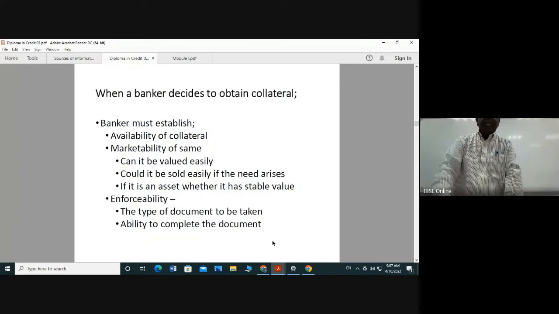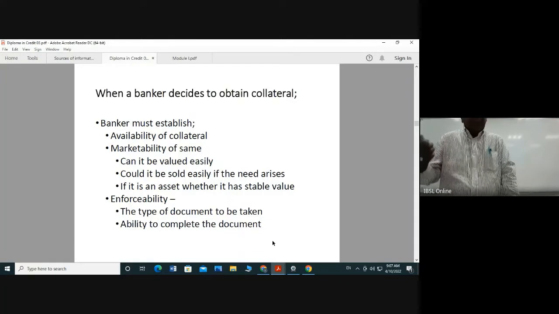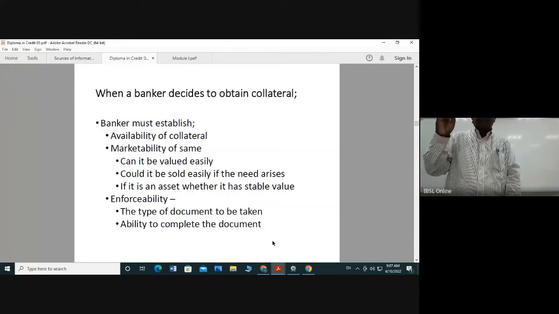So when the banker decides to obtain the collateral, the banker must establish the availability of the collateral, where he should have a collateral. Then the marketability of the collateral. Can it be valued easily? Could it be sold easily if the need arises? If it is an asset, whether it has a stable value, and then the enforceability of the collateral. That is, the type of document to be taken.